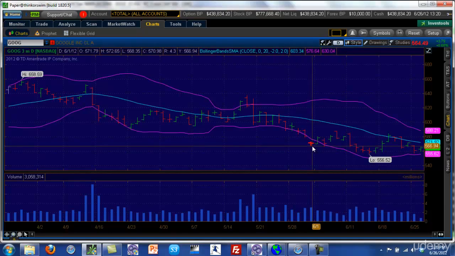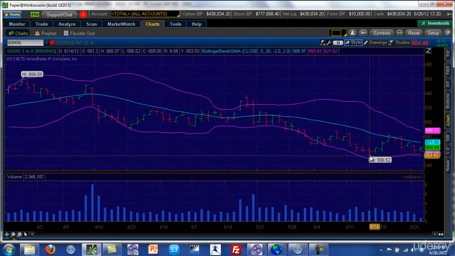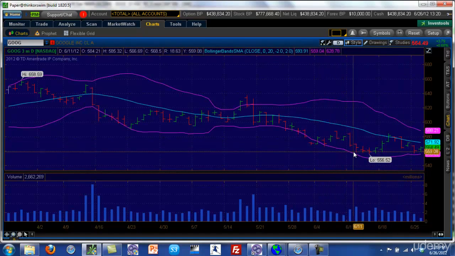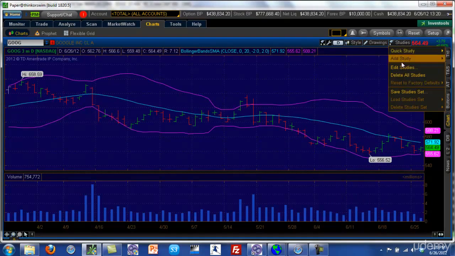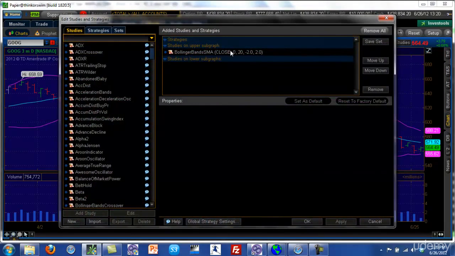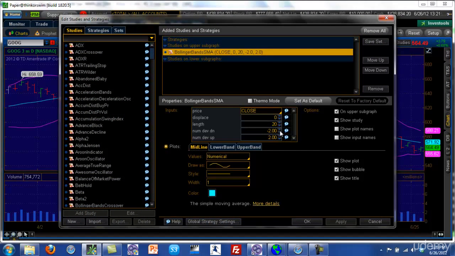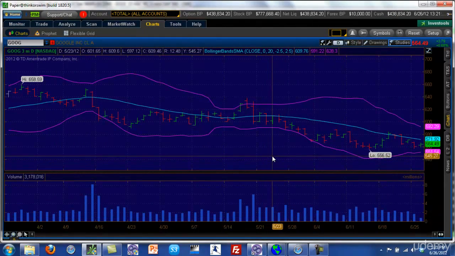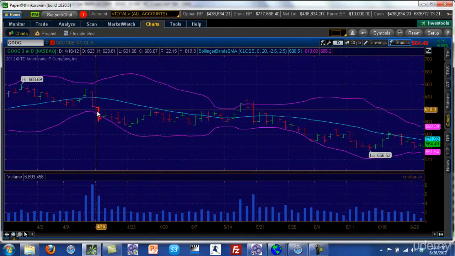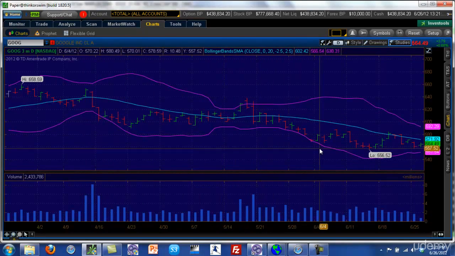Now, all of these studies have default values. So in this case, it's a -2 standard deviation and +2 standard deviation. But if we come to the edit studies panel again, you can actually change this also. So we can say, let's do it to 2.5 standard deviations. Now if you put 2.5 standard deviations and we apply that and look at it, you'll see that you'll have even fewer points outside the band.